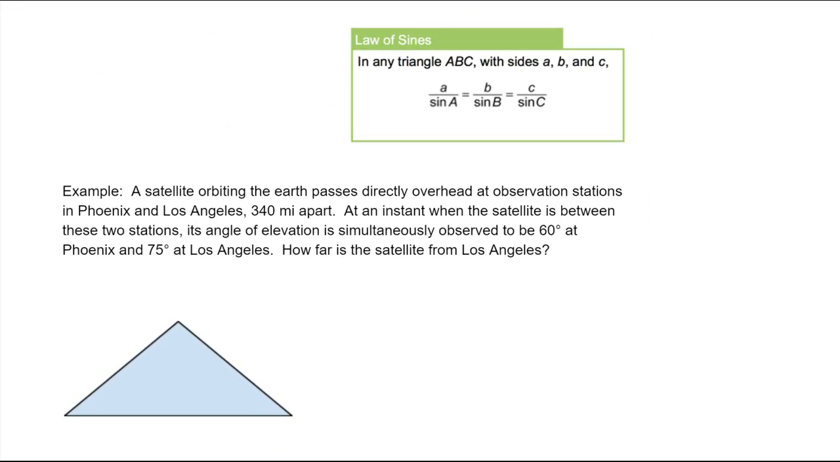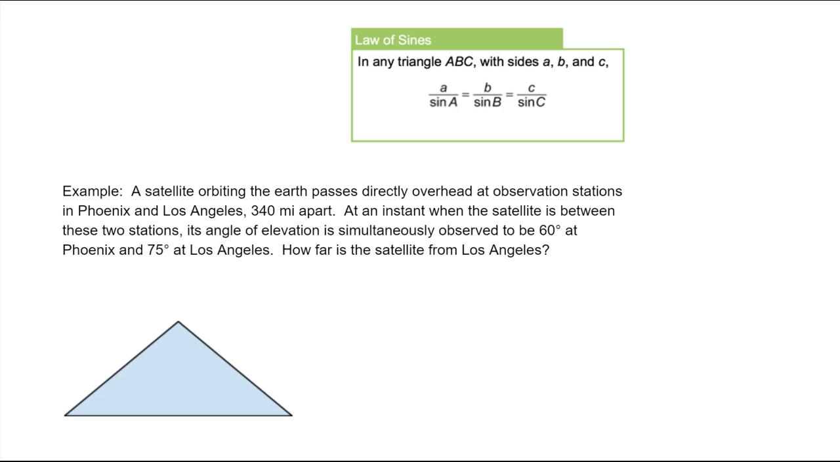All right. The law of sines says in any triangle ABC with sides length a, b, and c, all lowercase, a over sine A equals b over sine B equals c over sine C. Now you're only going to be using them in pairs. You know, a over sine A equals b over sine B, or b over sine B equals c over sine C. You're not going to be using all 3 at once, okay? That's not necessary. All right.